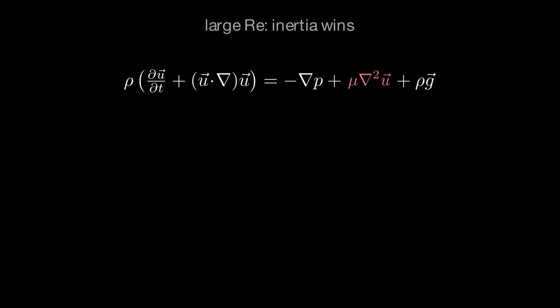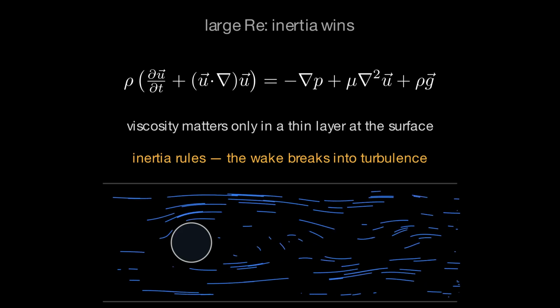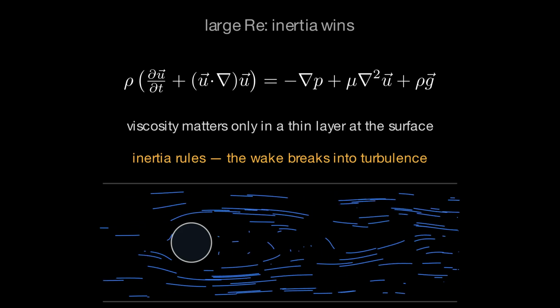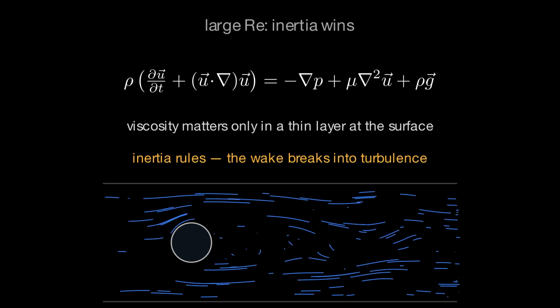At large Reynolds, it is the other way around. The viscous term is negligible across most of the flow, so it nearly vanishes. It survives only in a thin layer right at the surface. Inertia rules, and the wake breaks into turbulence.